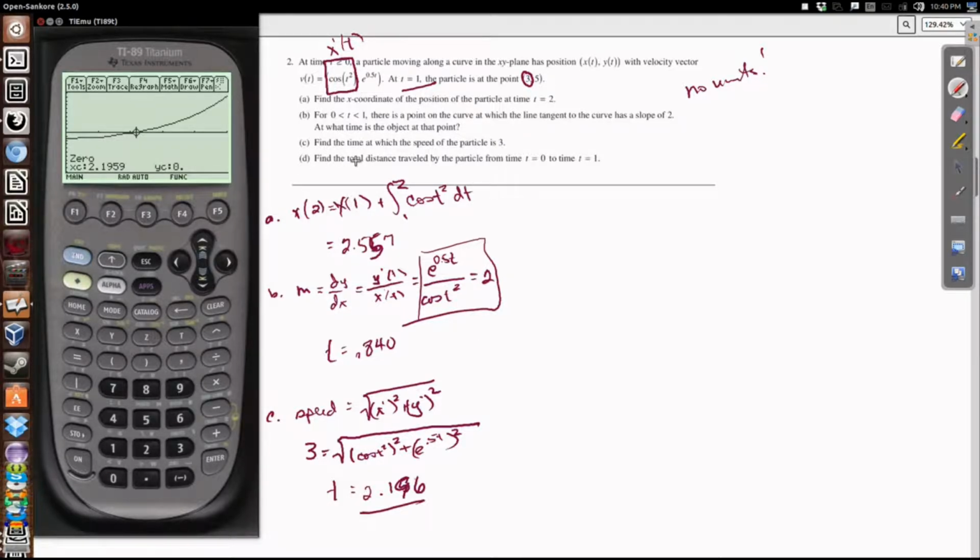And then we get to part D, where it wants us to find the total distance traveled by the particle from time t equals 0 to time t equals 1. And I know that the total distance traveled by the particle, that's the arc length. So I want to find the arc length, the square root of, this is going to be x prime squared, so cosine of t squared squared, plus y prime squared, which is going to be e to the 0.5t squared. And I'm going to be integrating that with respect to t.